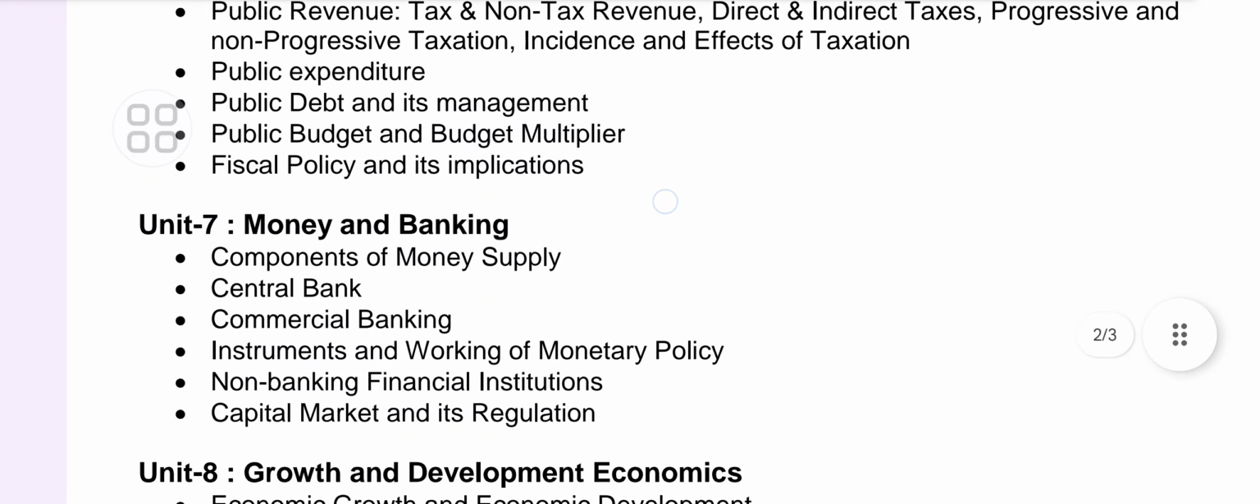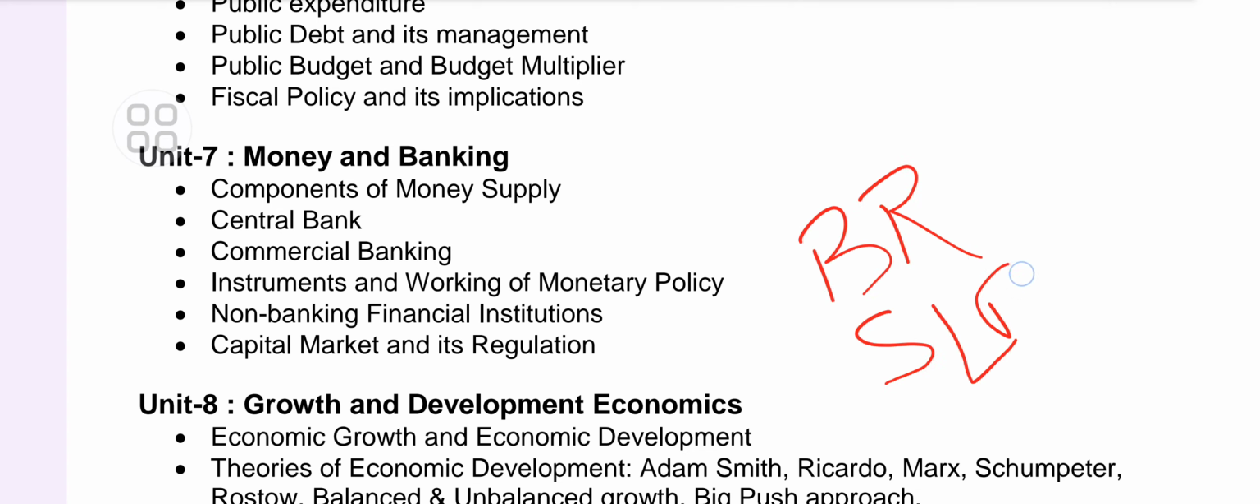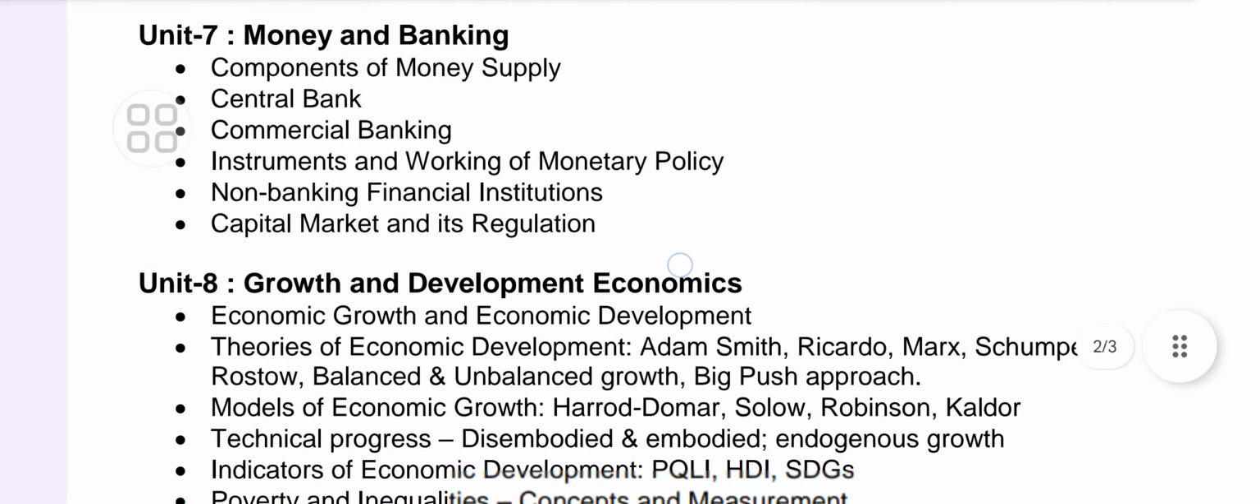Again, fiscal policy, money and banking, what are the components, central bank, commercial banking, what are the instruments being used by monetary policy, there are different ones. Okay, open market operation, bank rate, statutory liquidity ratio, SLR, all those things, capital market and its regulation.